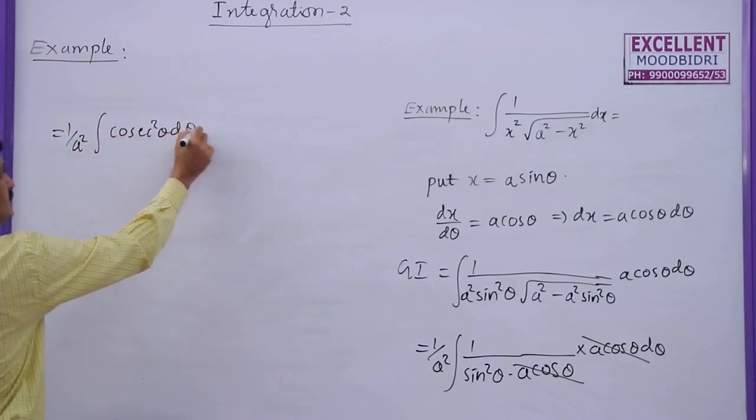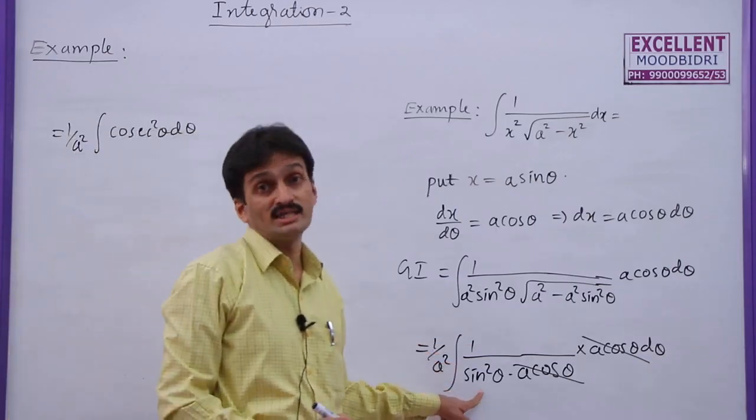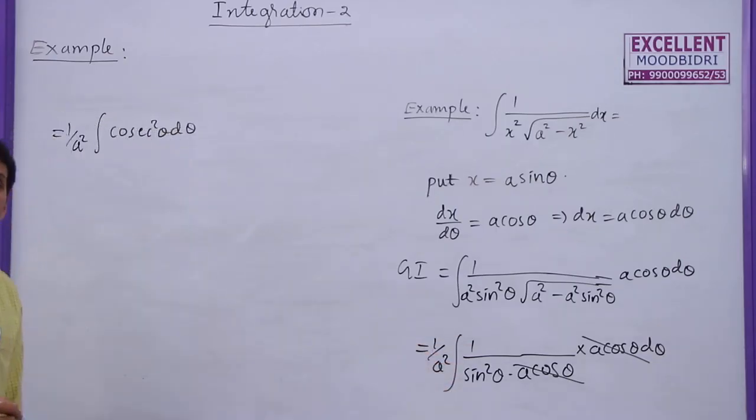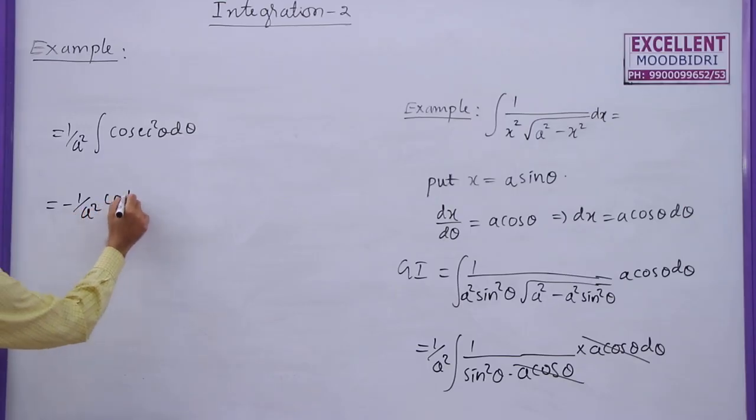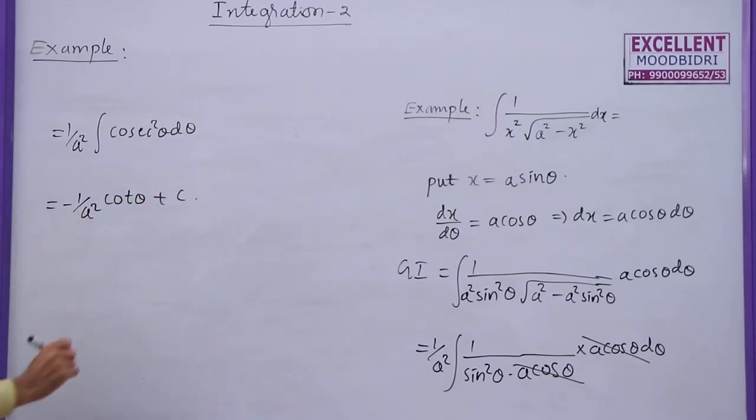1 by sin square theta, which is cosec square theta d theta. Now cosec square theta is a standard integral. What is the integration of cosec square theta? Minus cot theta. So minus cot theta plus c.